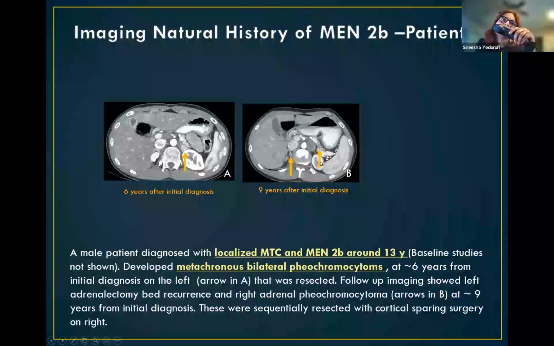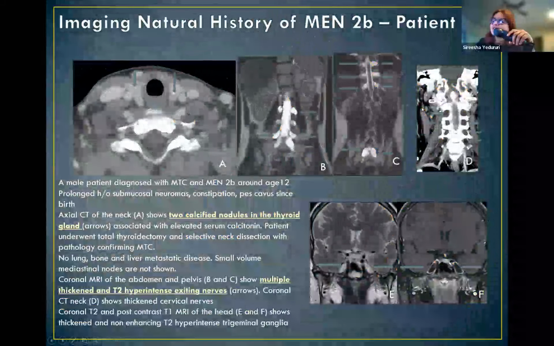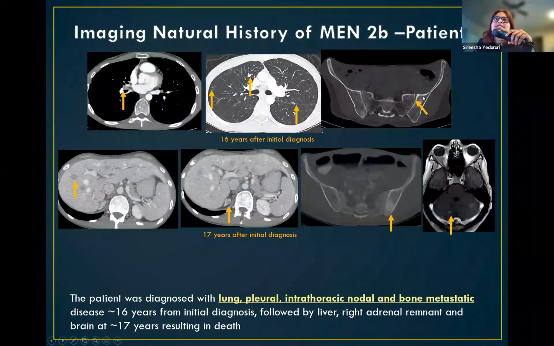This was resected, recurred on the left side, and then you see one more lesion on the right side. So he underwent cortical sparing. This was resected on the left side. On the right side, there was cortical sparing surgery. So the same patient, 16 years after initial diagnosis, we see some hilar nodes, lung nodules, and then subtle bone lesions. Oh, sorry, so this bone lesion is here. My arrow is going somewhere. So this was a sclerotic area.